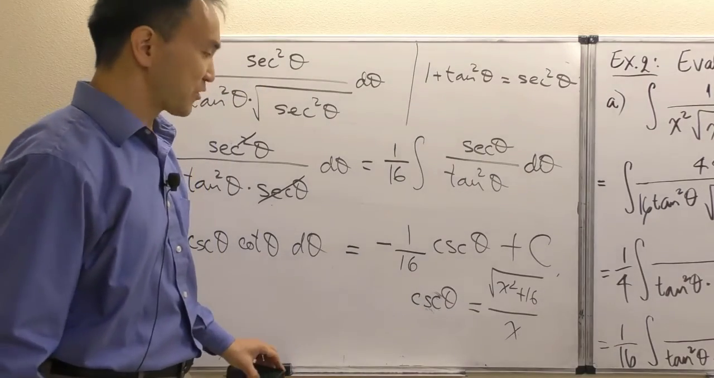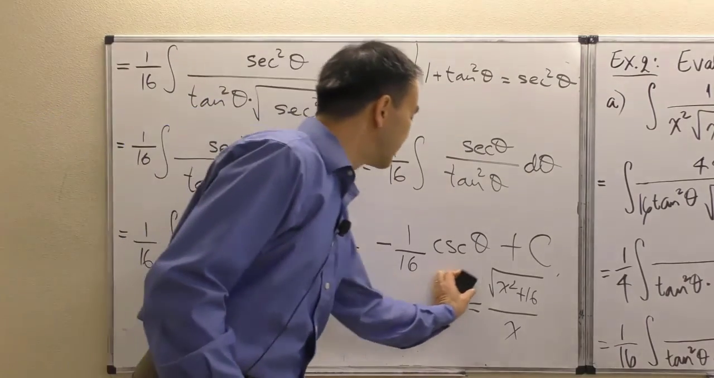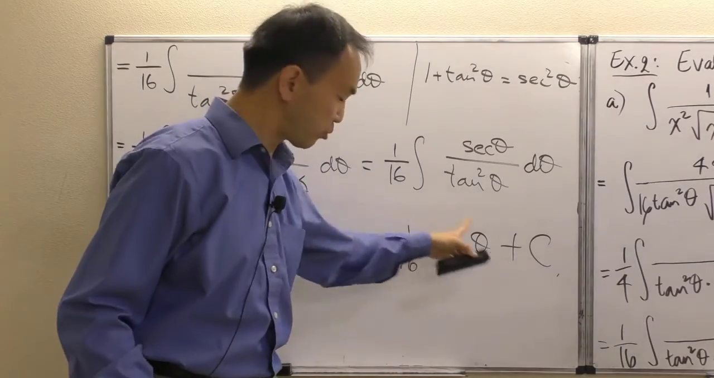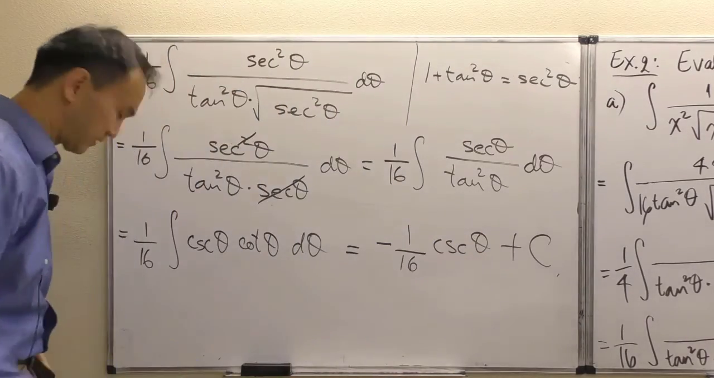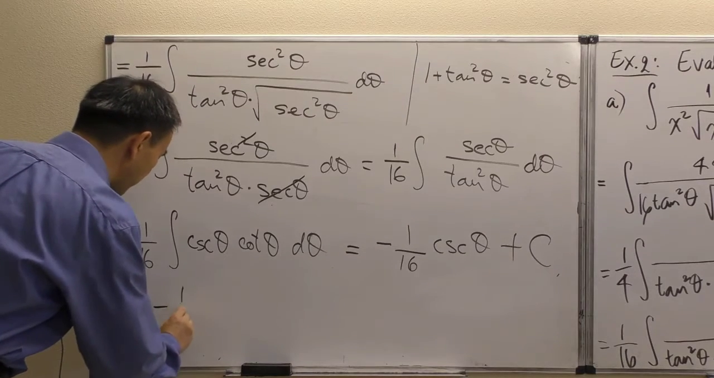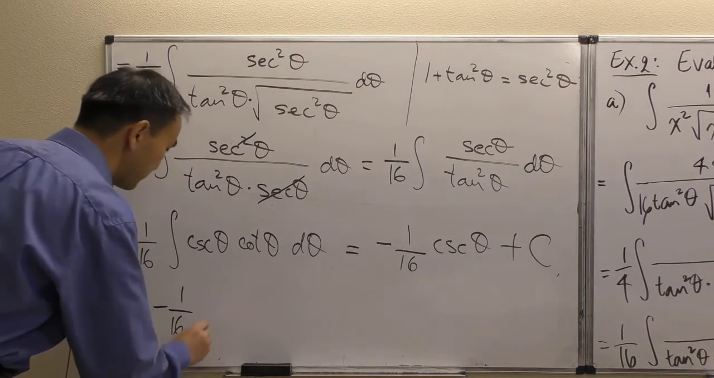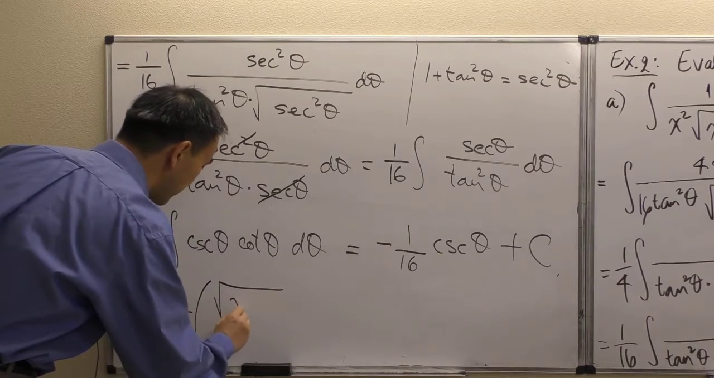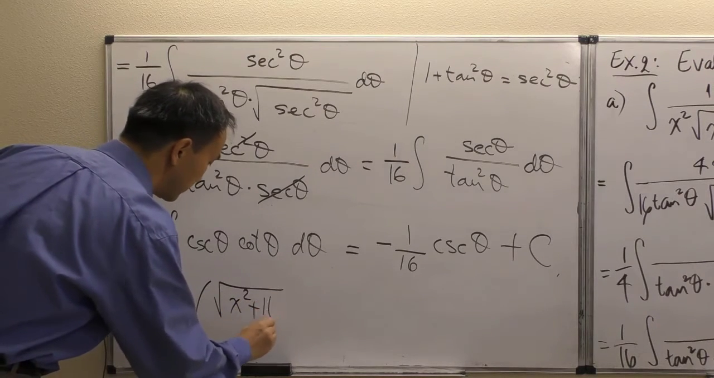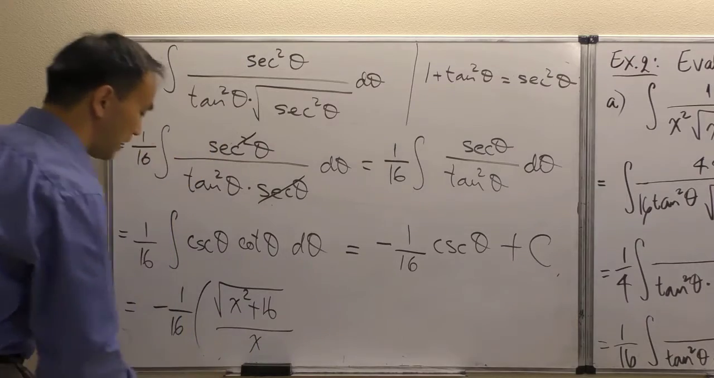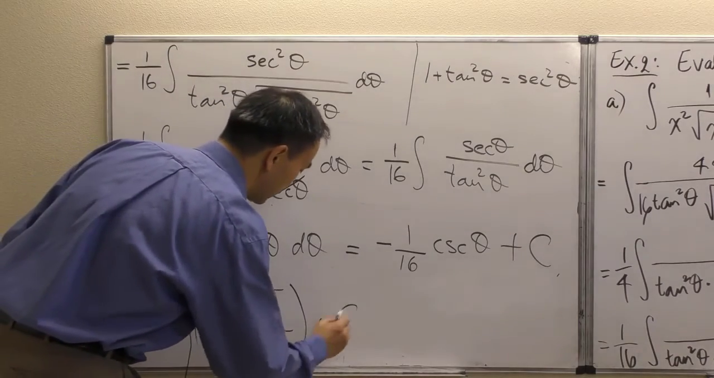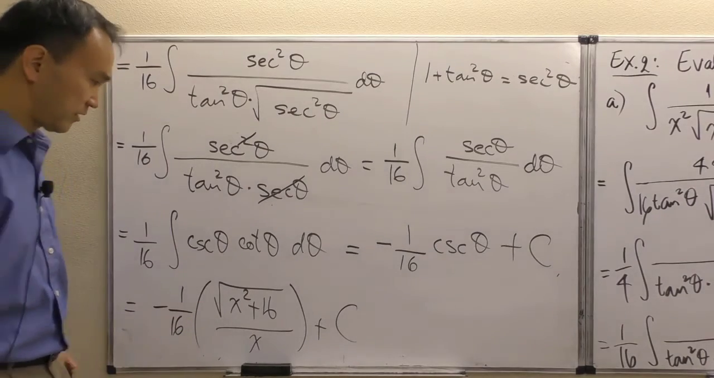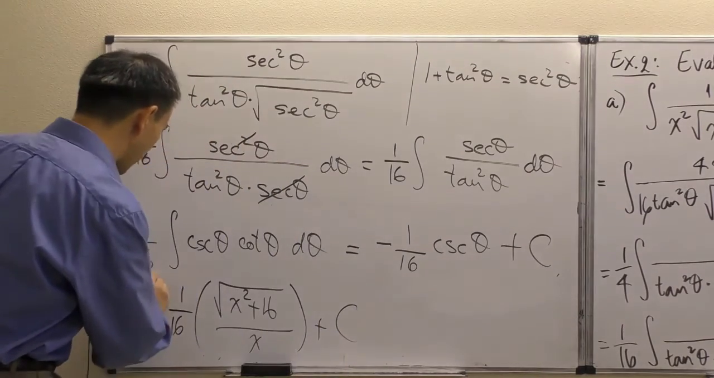Okay, so now we are ready. With our final antiderivative currently expressed in terms of theta, cosecant, and we found all that: minus 1 over 16 times cosecant, which is now the square root of x squared plus 16 over the opposite, x, plus c. The problem is surprisingly simple. We are done, ladies and gentlemen. Technically, you're done here.